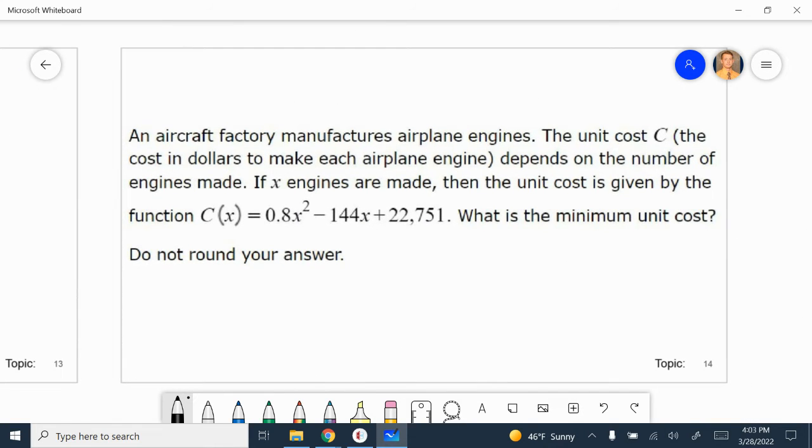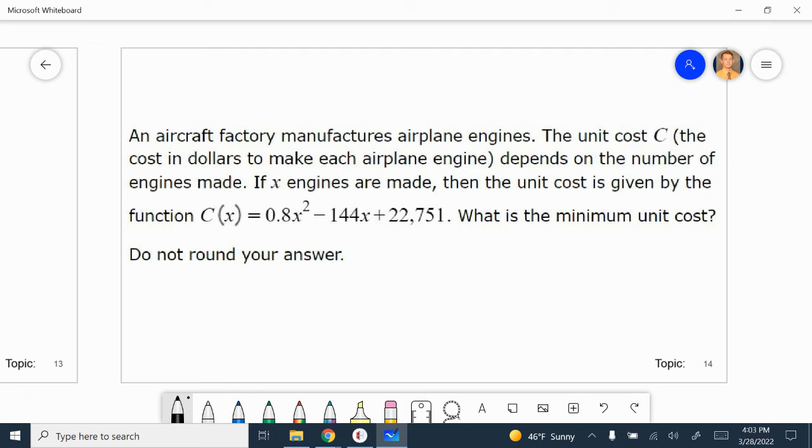Last topic, I'm going to have to use the graphing calculator for this one as well. It says an aircraft factory manufactures airplane engines. The unit cost C, the cost in dollars to make each airplane engine, depends on the number of engines made. If X engines are made, then the cost is given by the function equals that. What's the minimum unit cost?